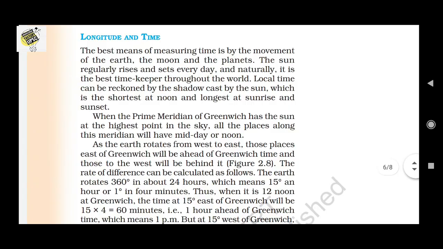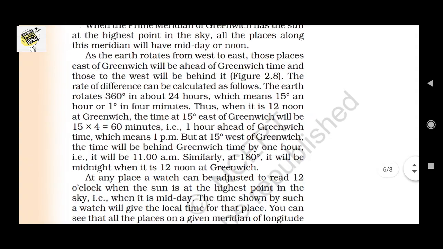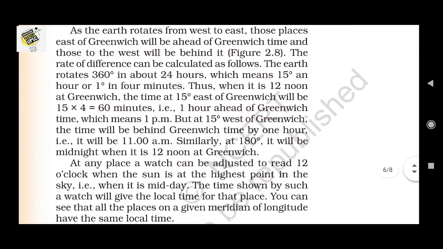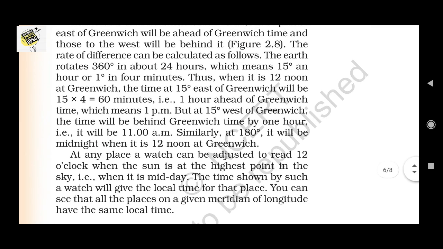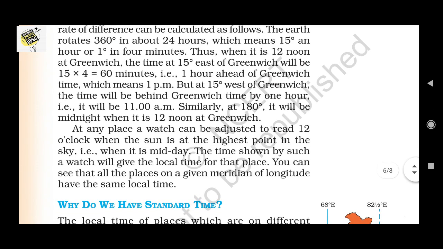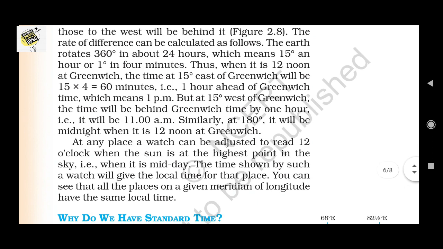So as we say, as the earth rotates from west to east, those places east of Greenwich will be ahead of the Greenwich time and those to the west will be behind it. Okay, it's a very simple concept. And the earth rotates 360 degrees in about 24 hours, which means 15 degrees in an hour and 1 degree in 4 minutes. That means 15 degrees in 1 hour and 1 degree in 4 minutes.